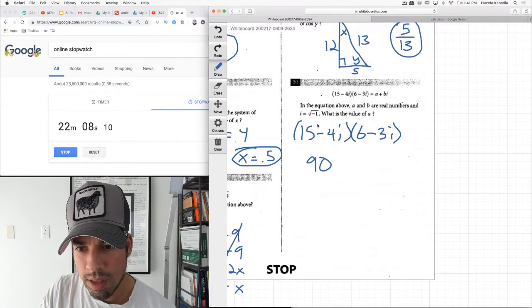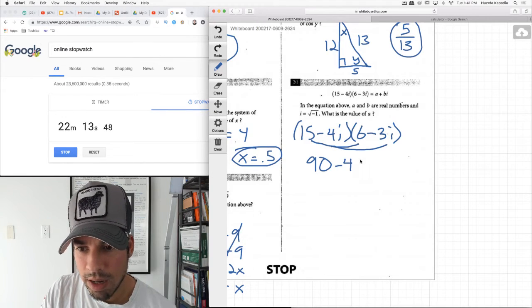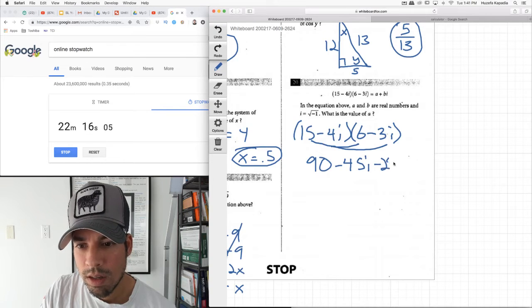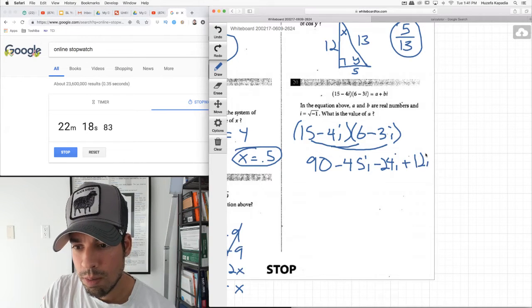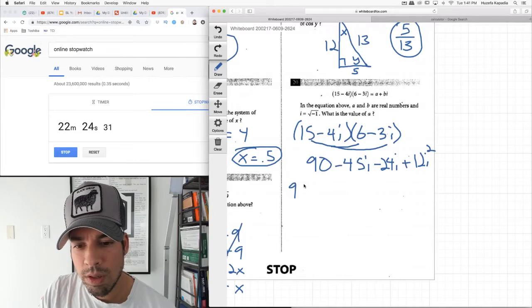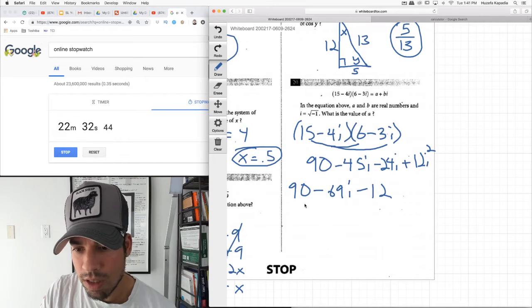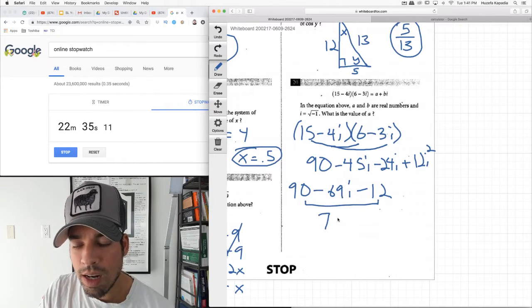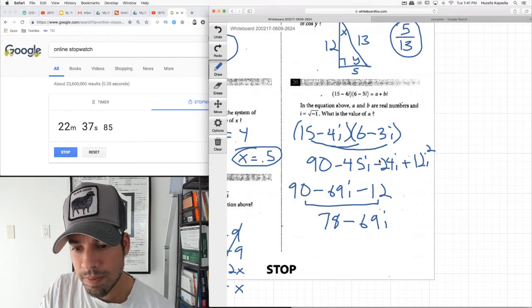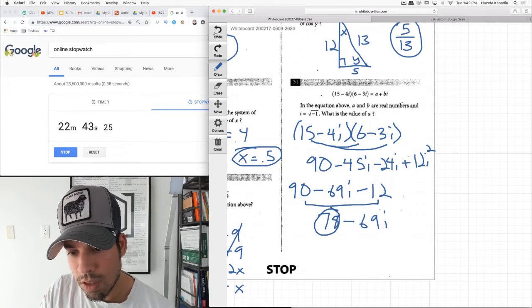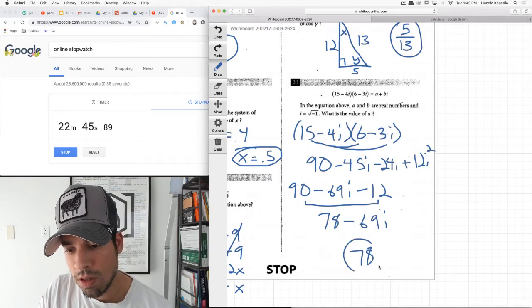15 times 6 is 90. 15 times negative 3i is negative 45i. Negative 24i plus 12i squared. Okay. Combine these, negative 45, negative 24i, 90 minus 69i. I squared, this is the key, is negative 1, so this is actually minus 12. Combine the like terms, 90 minus 12 is 78. Which one's A? A is my number sitting by itself, which is 78. Oops, I'll just write 78.